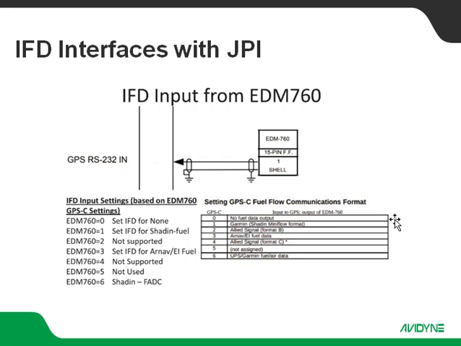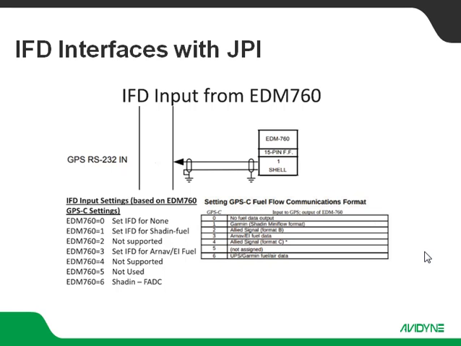First and foremost, if your GPS-C setting is 0 on the JPI, you're not going to worry about it because you're not sending out fuel flow information. If your GPS-C setting is set to 1, that's a Garmin Shadin MiniFlow format, you would set the IFD input up for Shadin fuel, as you see here. GPS-C setting of 2 is an Allied Signal format. The IFD is not compatible with the Allied Signal format, so don't use that GPS-C setting.